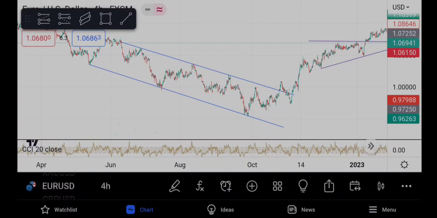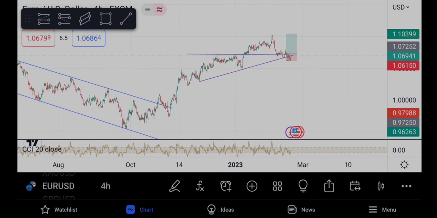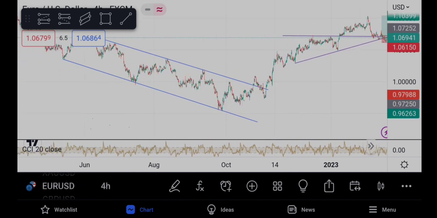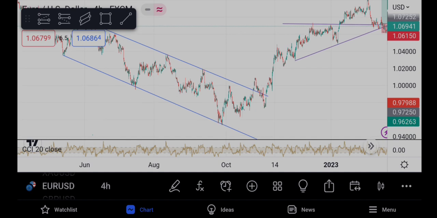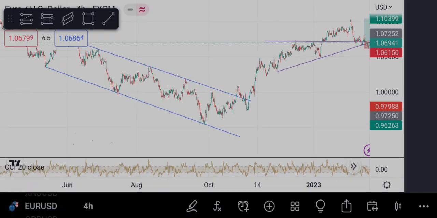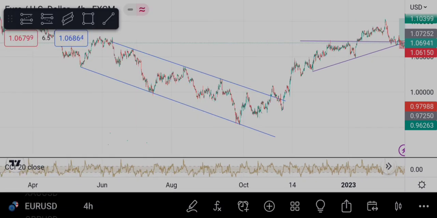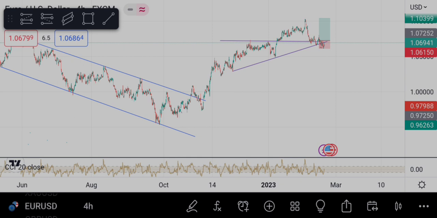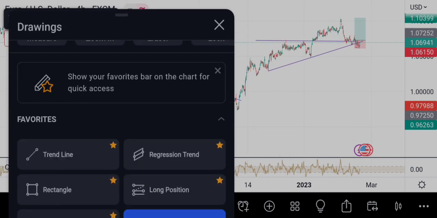Okay, good evening. So this is the trade I'm looking at this week. This is EUR/USD, and it's on a 4-hour time frame. Let me put it on full screen. So it's on a 4-hour time frame. Okay, let me start from this point here.